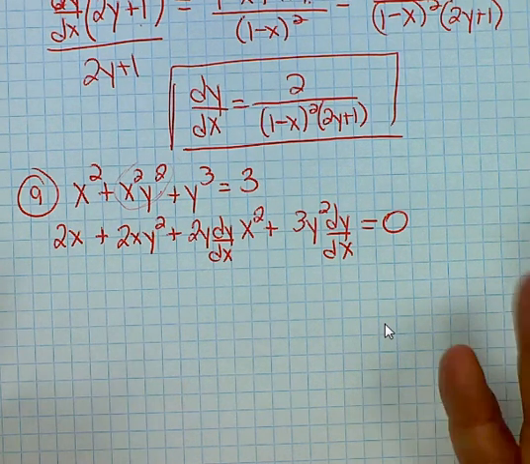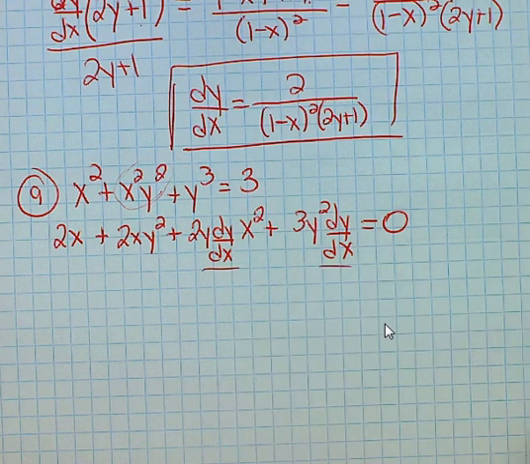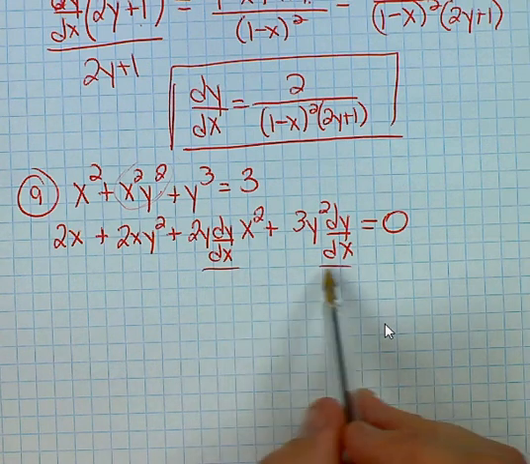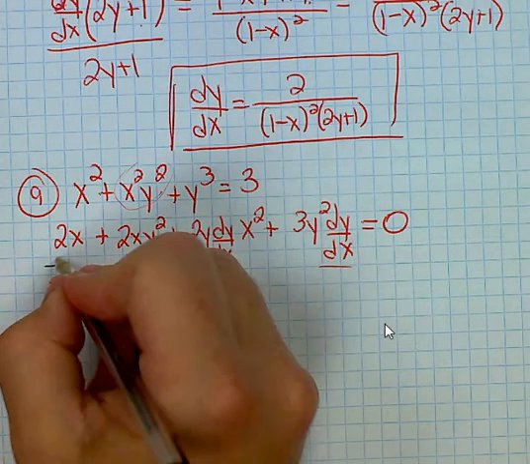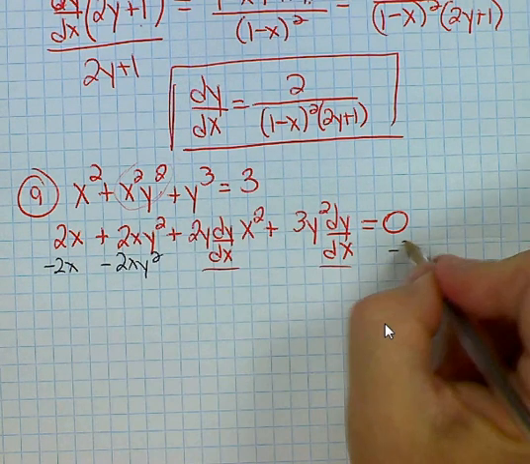All right, so what we're going to do now, when we start to get used to this problem, is for any of the terms that have a dy dx in, if there's more than one term, we're going to look to isolate these on one side of the equal sign. So I'm going to move everything else over. So I'm going to subtract 2x and subtract 2xy squared from both sides.